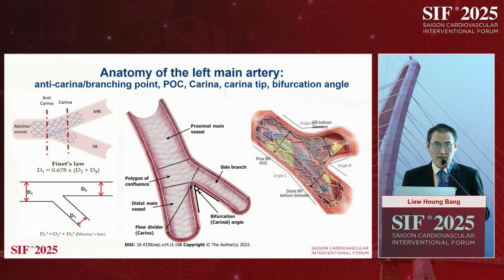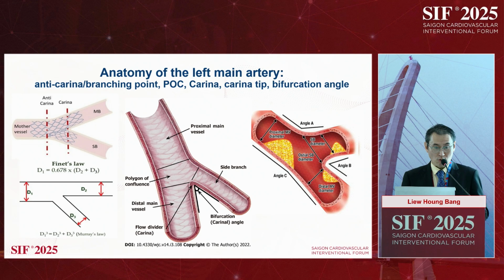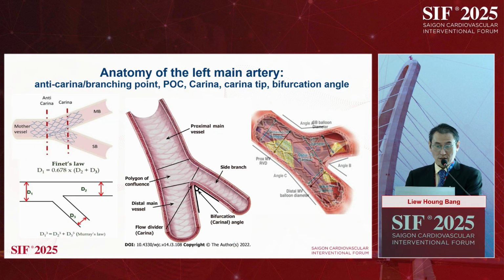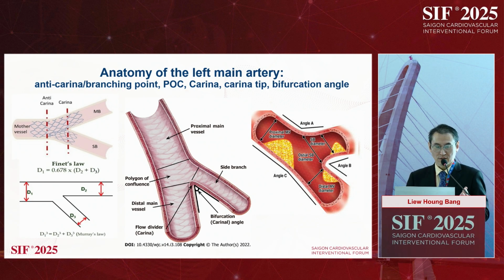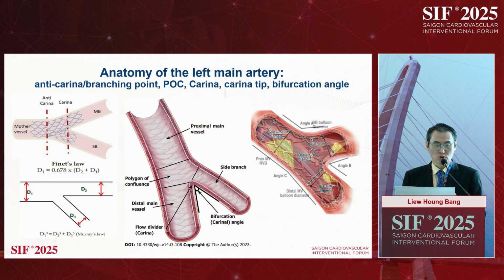From an interventional perspective, these are the things we need to know about left main anatomy. Where is the branching point from the mother vessel? Sometimes that's also called the antecarina. The POC, the carina or the divider itself, then the bifurcation angle. If you look at the left one, this is where we look at the mother vessel and the transition zone on the POC before the two branches.